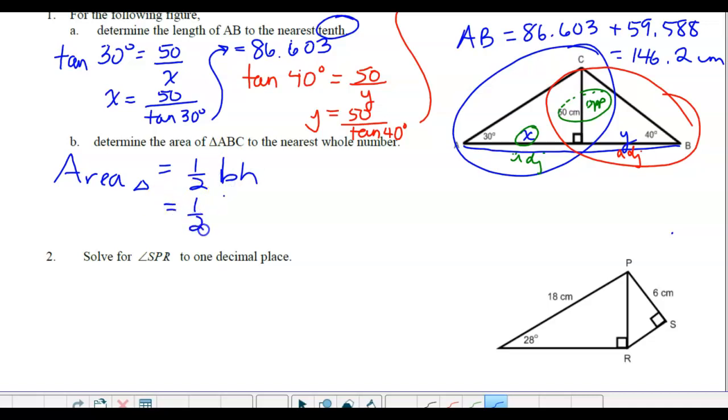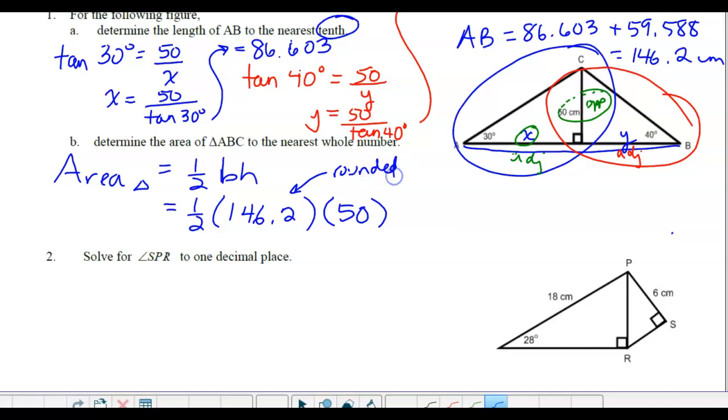So now our base is 146.2, saying that we rounded that. So we hopefully have kept it in our calculator. If not, you don't want to use the rounded value. So I'll show you in a sec. The height of that is 50. Okay, so this is rounded, but we want to use the unrounded.